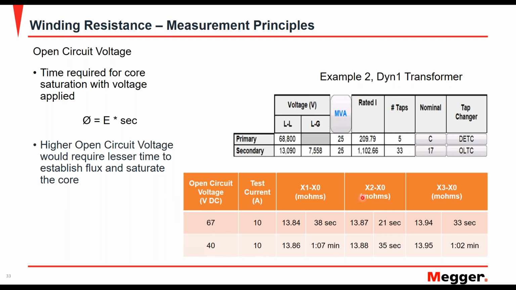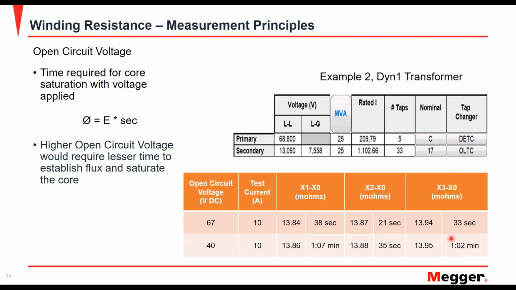So all three measurements on the low side were made, where we got a 13.86 milliohm value for A phase in 1 minute 7 seconds. Similarly, for the B phase, you had 13.88 milliohms in 35 seconds, and then you had 13.95 milliohms in 1 minute and about 2 seconds.